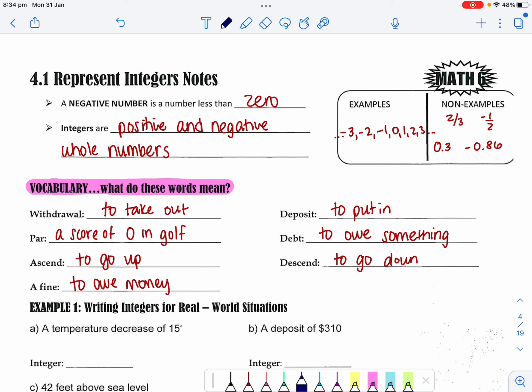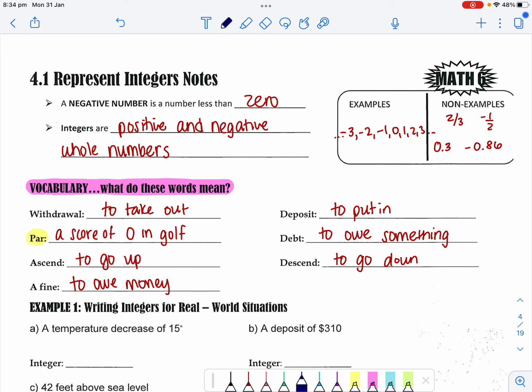A deposit means that you're putting money into the bank or you're putting something in. And again, you have to think about the money in the account and what's happening to that money. When you deposit something, the money is going up. Par is a big one that we'll talk about because it's not a positive or a negative word. It actually means 0. So in golf, you get a certain number of tries to hit the golf ball in the hole. And if you get it in that exact number of tries, that is par. So that represents 0.